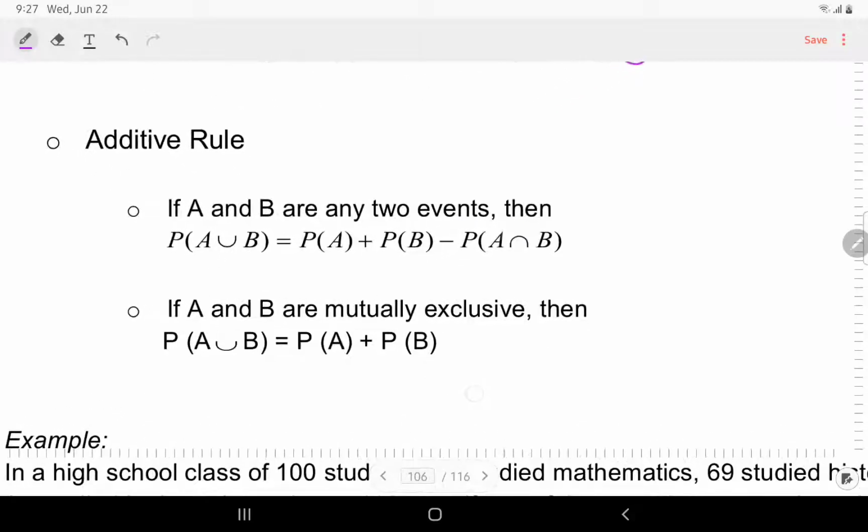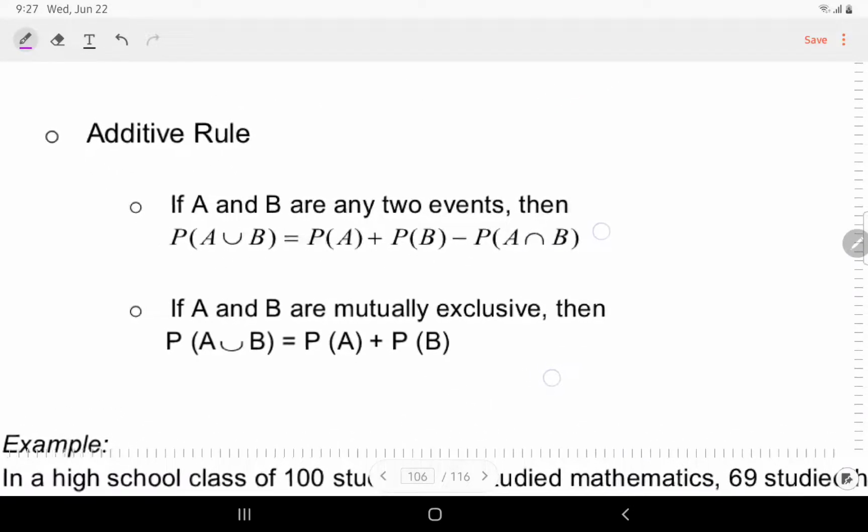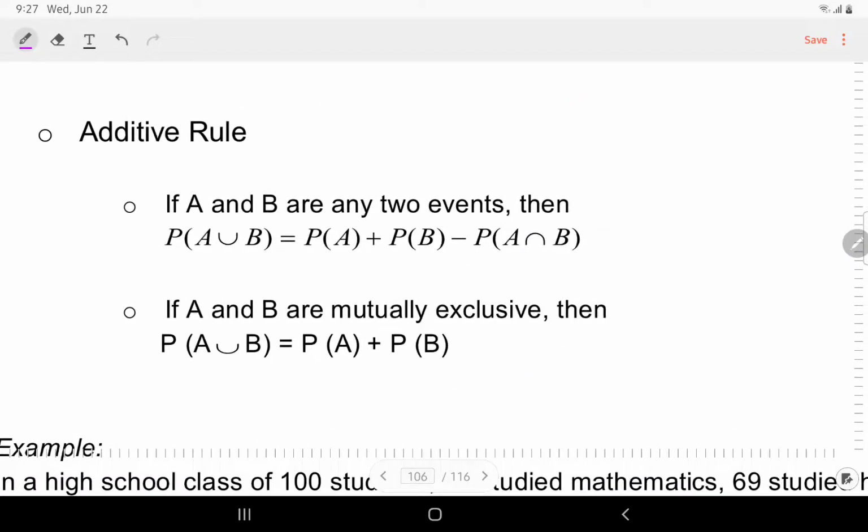Okay, and then kita ada additive rule kat sini. Kita ada 2 rules all together. The first rule is, if A and B are any 2 events, then probability of A union B equals probability A plus probability B minus probability A intersect B. Okay, so ini formula dia. The first formula.